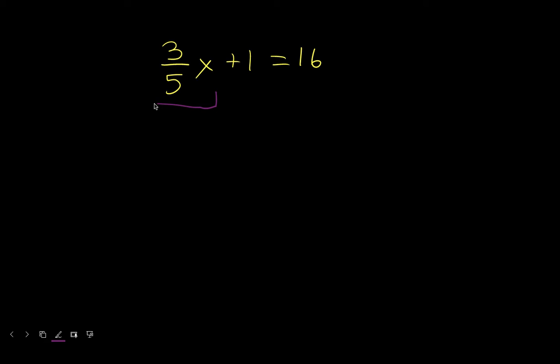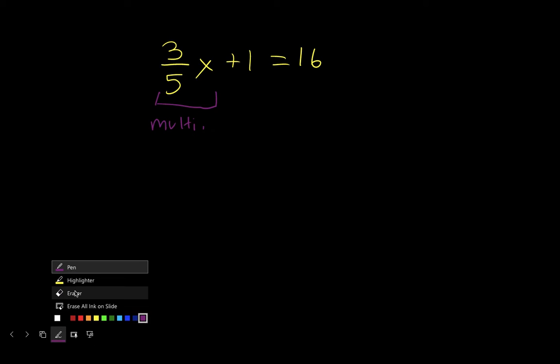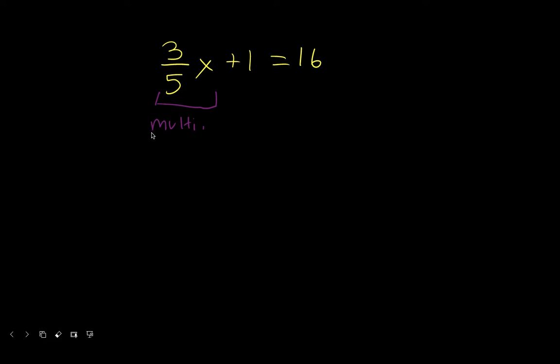This right here is multiplication. So that's multiplication right there. And so what we're going to do is instead multiply it by its inverse. So let me rewrite the equation just down here. 3 over 5x plus 1 is equal to 16.